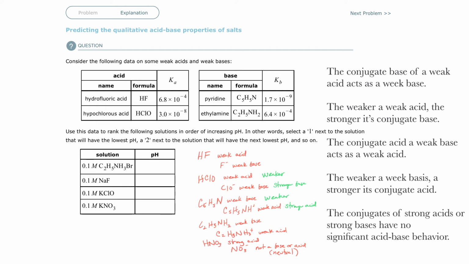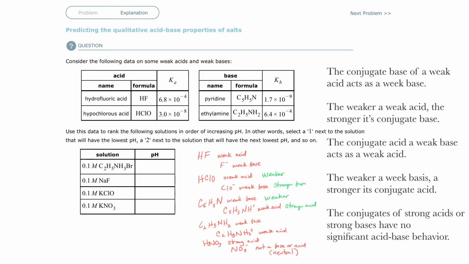Okay. Now, just remind yourself what strong means. If it's stronger, it breaks apart more. If an acid breaks apart more, it's going to make more hydroniums. And if it makes more hydroniums, it's going to have a lower pH. The more hydroniums you have, the bigger and bigger the negative exponent gets, the lower your pH, the more acidic it is.